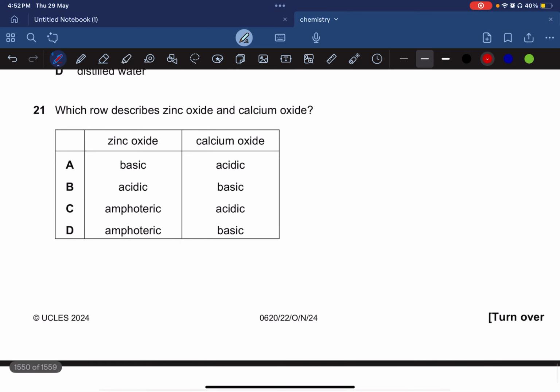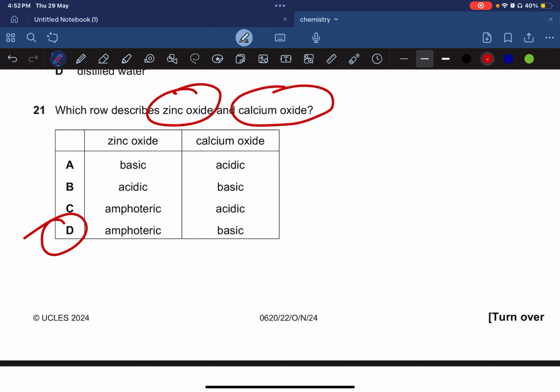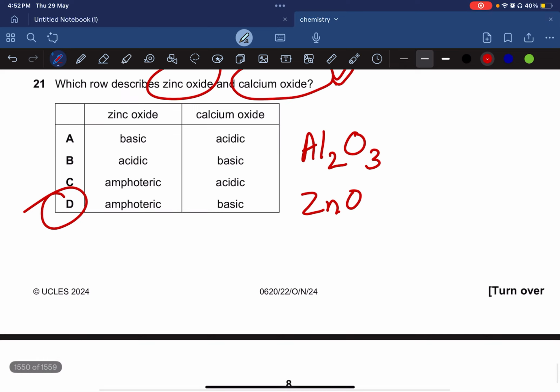Which row describes zinc oxide and calcium oxide? Zinc oxide is an amphoteric oxide, calcium oxide is a basic oxide. Amphoteric and basic. You should know that we have two amphoteric oxides in our syllabus, aluminum oxide and zinc oxide. And all the remaining majority, not all, because some like beryllium are amphoteric, but majority like calcium or sodium oxide, they're going to be basic. Majority metallic oxides are basic, but not all. And the non-metallic oxides, they're going to be acidic.